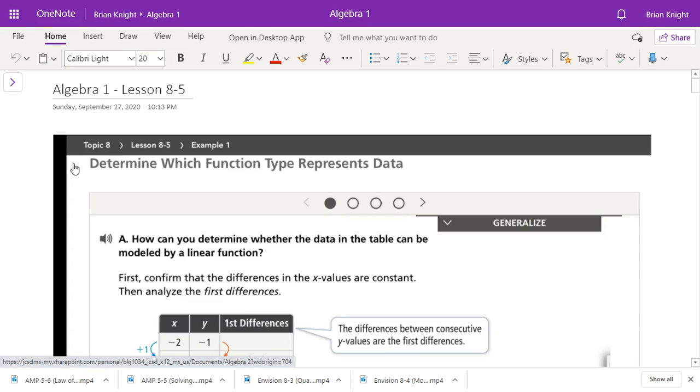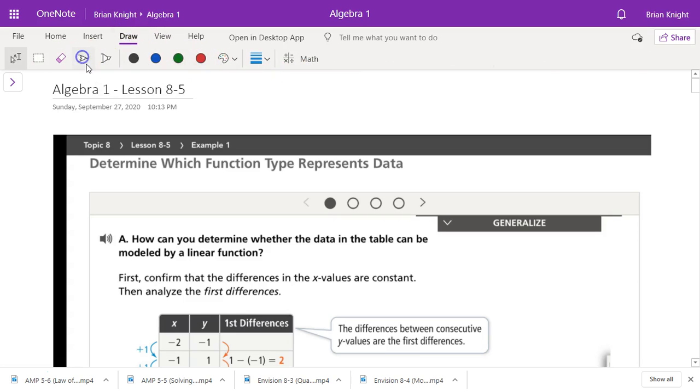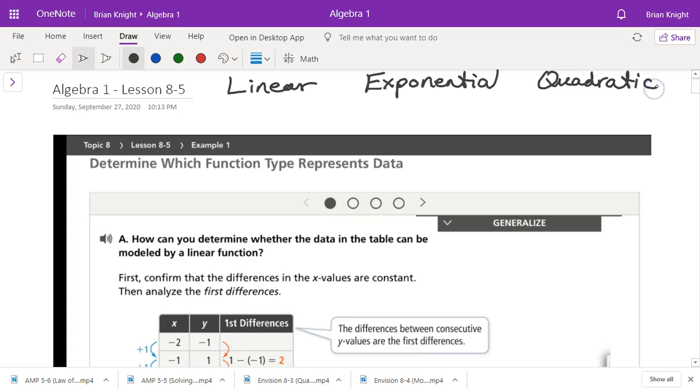Today we're talking about different types of functions, 3 in particular, okay? We have, to date, studied linear and exponential and what? Quadratic.